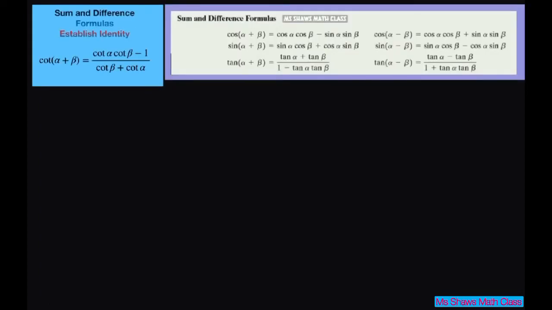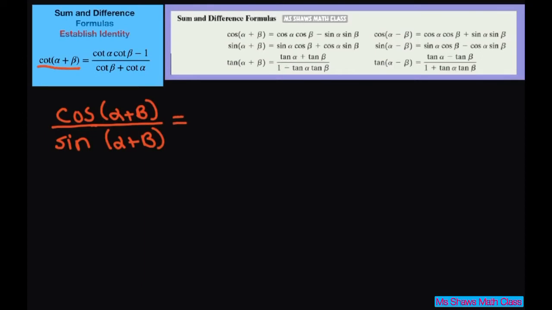A good way to do this one is we have cotangent, and I know cotangent is, well, actually, it's cosine divided by sine. So I'm going to rewrite this as cosine of alpha plus beta divided by sine of alpha plus beta. That gives me cotangent of alpha plus beta. And then I'm going to expand using my cosine of alpha plus beta, which is cosine of alpha times cosine of beta minus sine of alpha sine of beta.